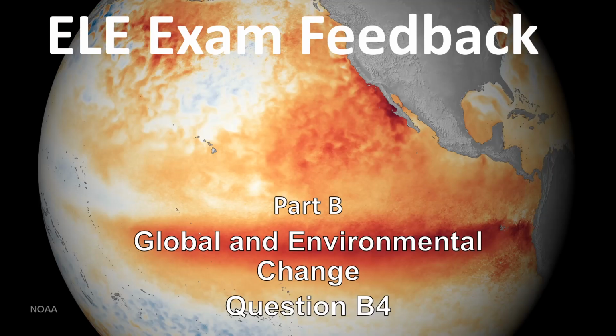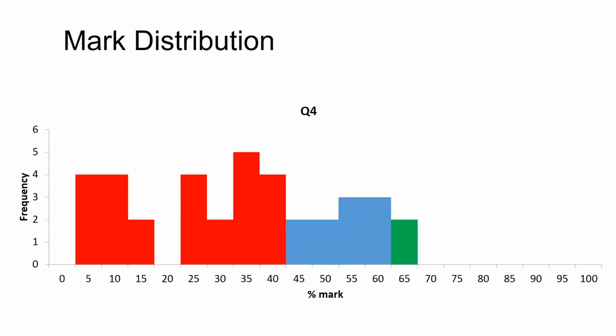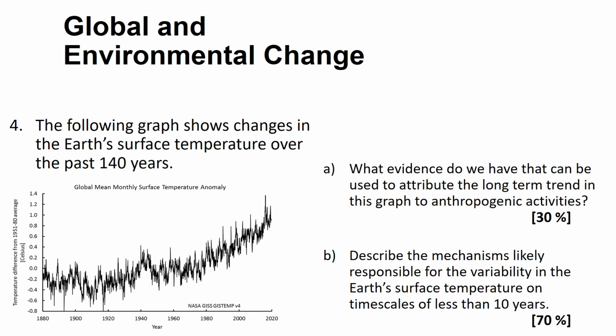Right. Okay, so we're going to go straight on and have a look at the other question in part B, question 4. This question really wasn't answered as well at all as question 3, and again, this was largely because people were not specifically answering the question that was given, and we're going to have a look at that. So again, a question with some parts, in this case only two parts.